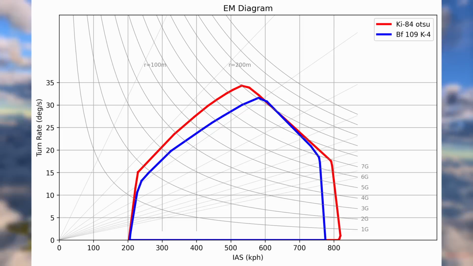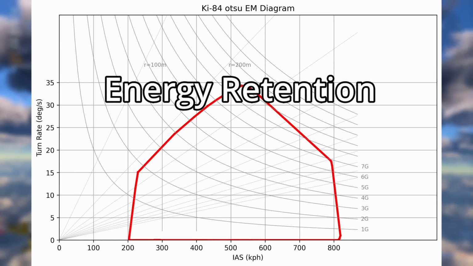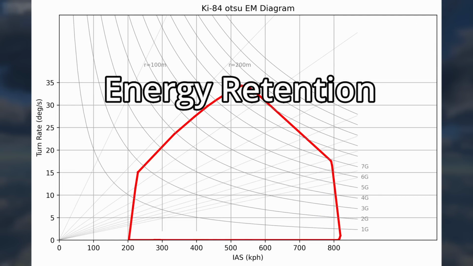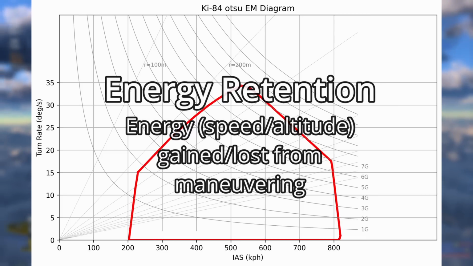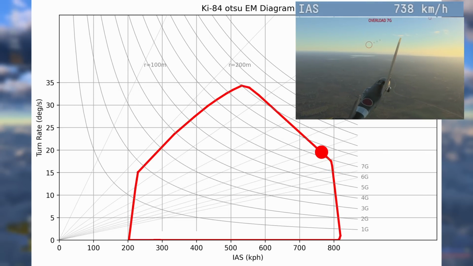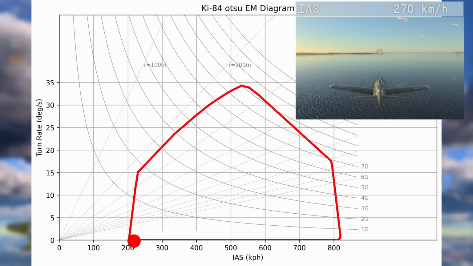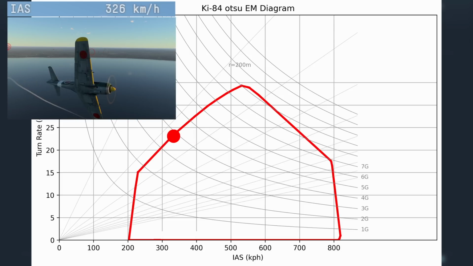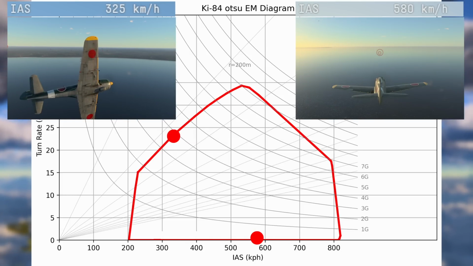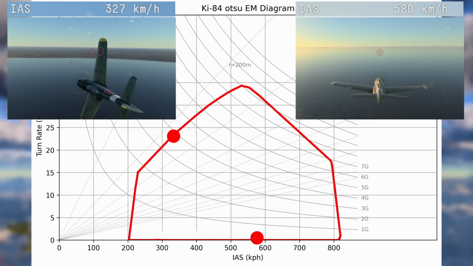This is a good starting point for our comparison, but this graph would be much more useful if we had a way to measure energy retention. Energy retention is basically how much speed or altitude you lose or gain while maneuvering. If you turn sharply at high speeds, you'll lose a lot of speed since your plane is producing a lot of drag over your thrust. If you fly in a straight line at low speeds, you'll gain a lot of speed since your plane is producing a lot of thrust over drag. If you're sustaining a turn, or you're at max level flight speed, your thrust and drag are equal, so you won't lose or gain any speed.